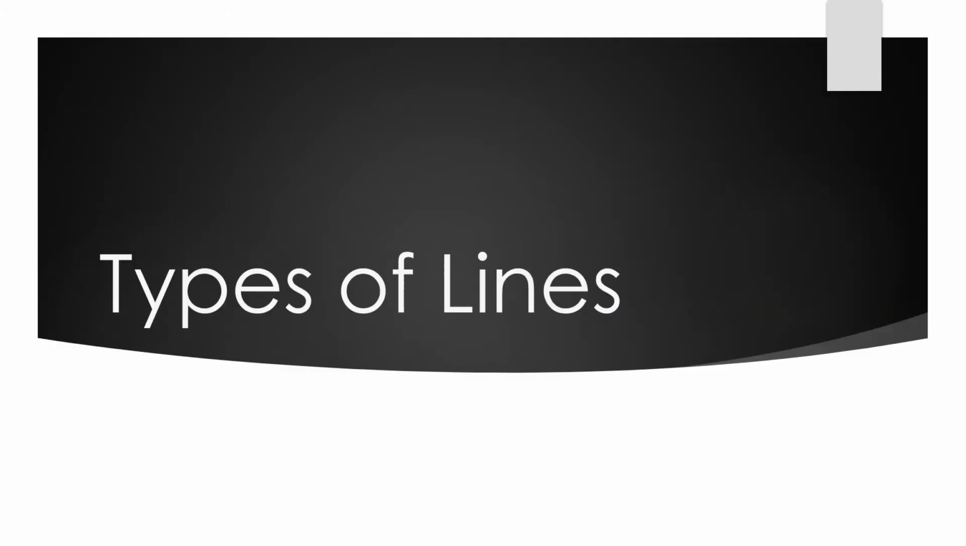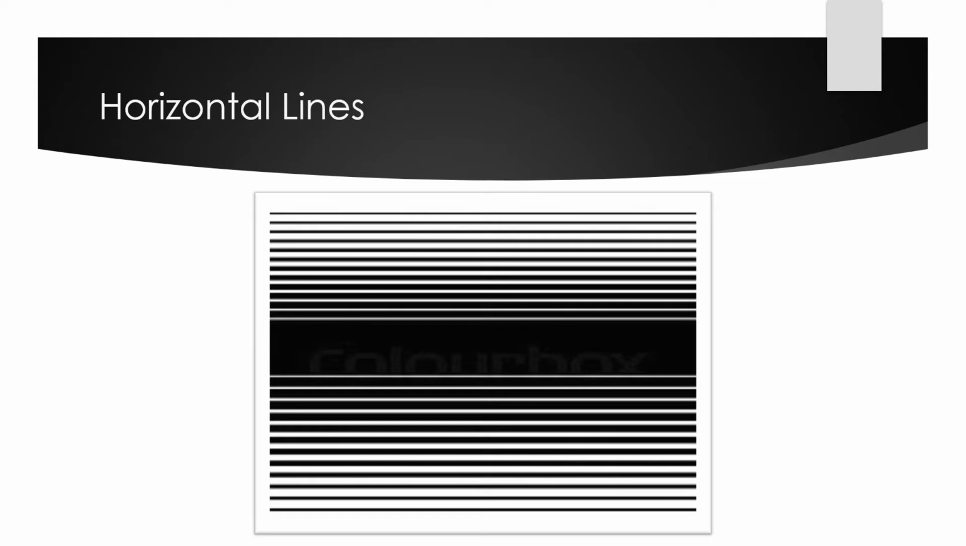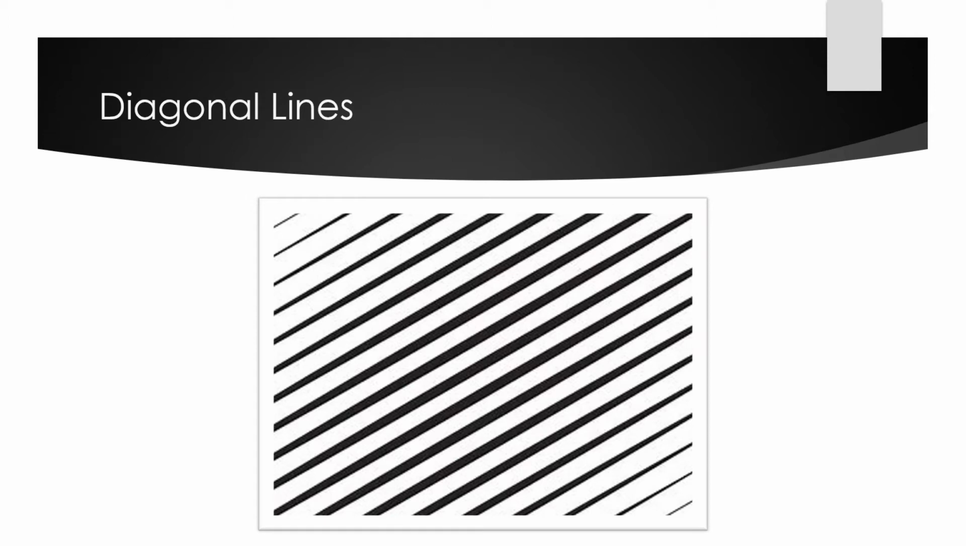We will begin today's lesson by quickly refreshing our minds about the different types of lines that we have learned in class already. Vertical lines. Vertical lines are straight lines that go up and down. They start at the top and end at the bottom. Horizontal lines. Horizontal lines are also straight lines, but start from one side and end on the other side. Diagonal lines. Diagonal lines are straight lines at a slant that start in one corner and end at the other corner.